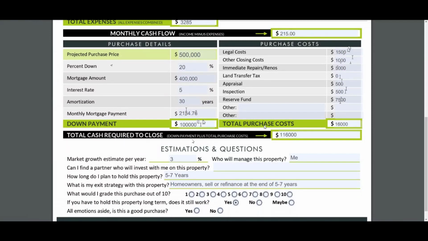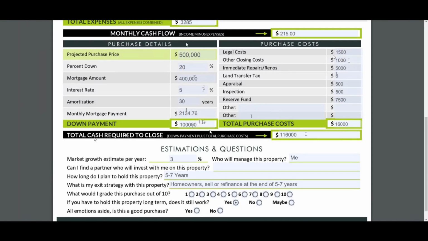So you'll notice here in this case, the purchase costs end up being roughly about $16,000. So our total cash required to close is $116,000. That's 16% higher than if we were just counting on the down payment. So we want to be making sure that we include all of these costs in our calculation.